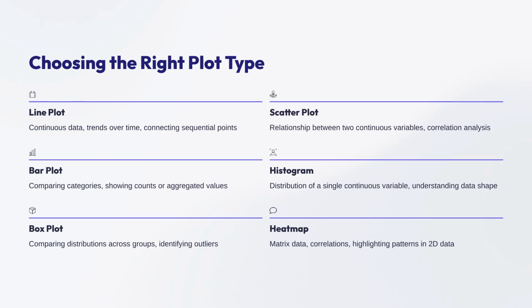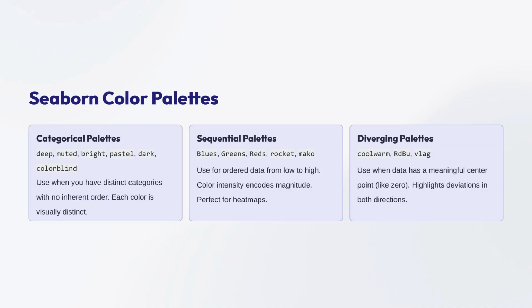Choosing the right plot type is essential. Use line plots for trends, scatter plots for relationships, bar plots for comparing categories, and histograms for understanding distributions. Seaborn offers 3 main palette types: categorical for distinct groups, sequential for ordered data, and diverging for data with a meaningful center point like 0.